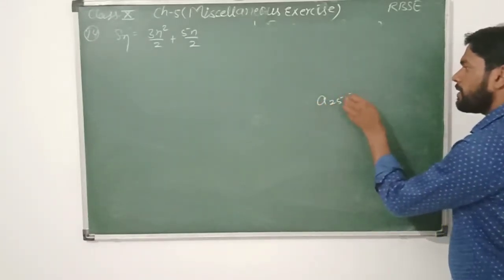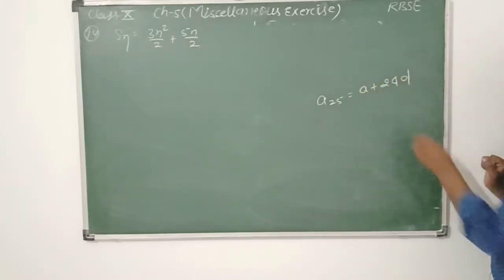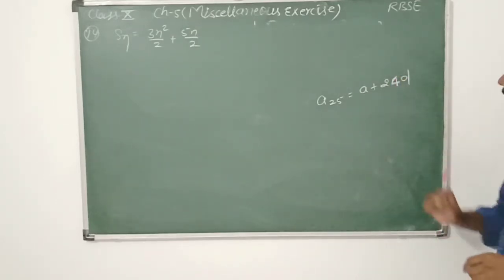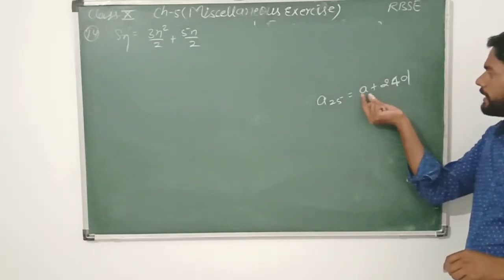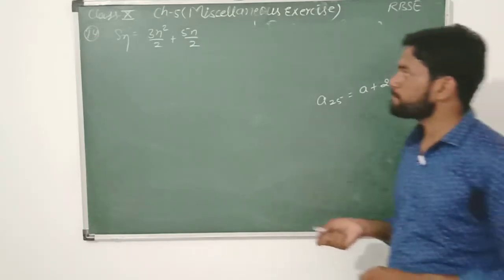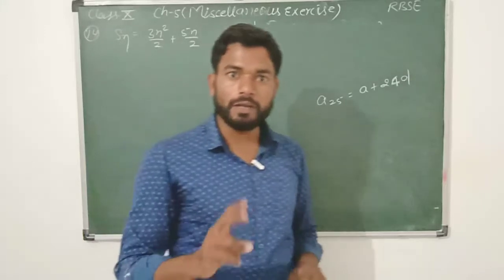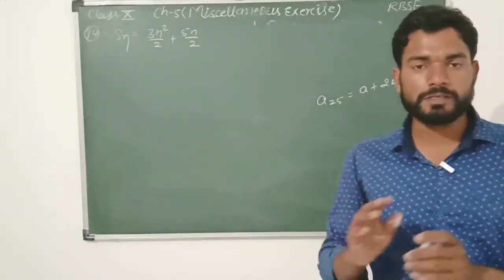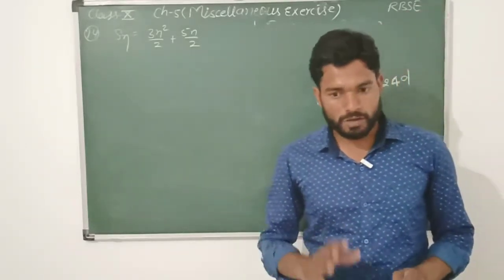We are going to calculate the 25th term of this AP. The formula for it is a plus 24d. For this formula we need the values of two variables, a and d. That means to calculate the value of a and d, we need the terms of the arithmetic progression.